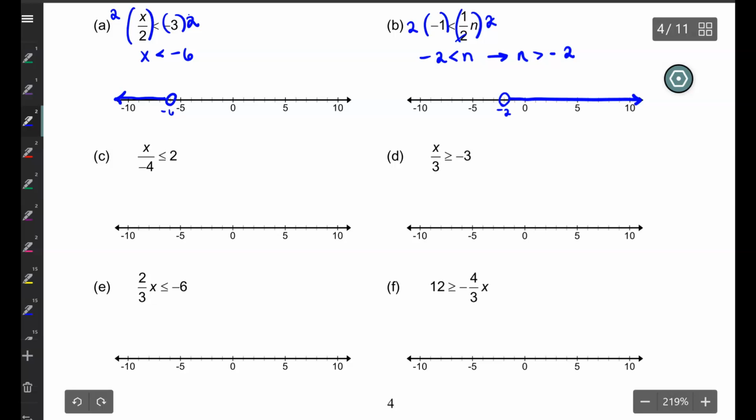All right, take a look at C. We have x over -4 is less than or equal to 2. So I see this time I have a -4 in the denominator. That means I need to multiply both sides by a -4. Now, notice this time I'm multiplying both sides by a negative. So I'm going to get x, that less than or equal to is going to change to a greater than or equal to. And we put -8. So here's -8. This one's going to be a closed circle because it's greater than or equal to. And we're going to shade to the right.